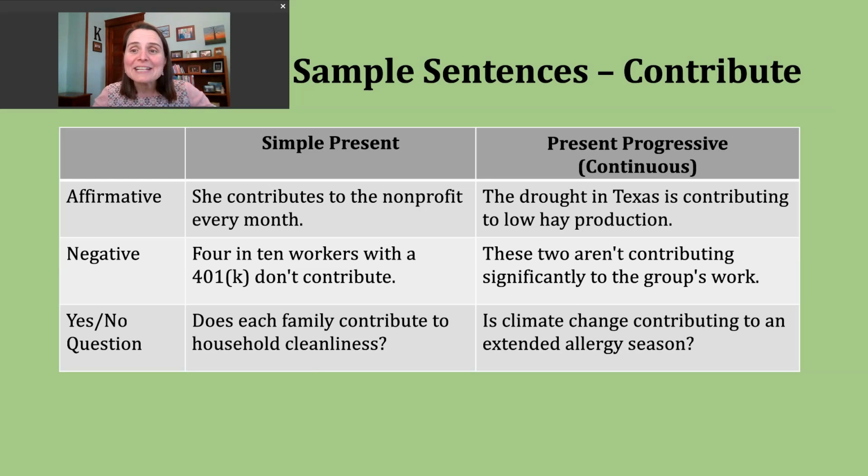Let's talk about making negative sentences in the present progressive. To do this, again, I'm going to start with my subject. I'm going to use the form of be that matches, then not, then the ing form of the verb.